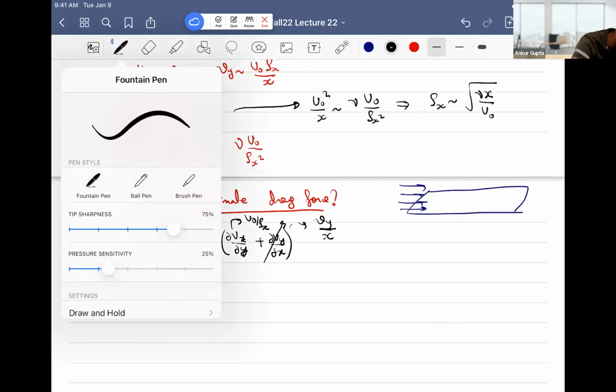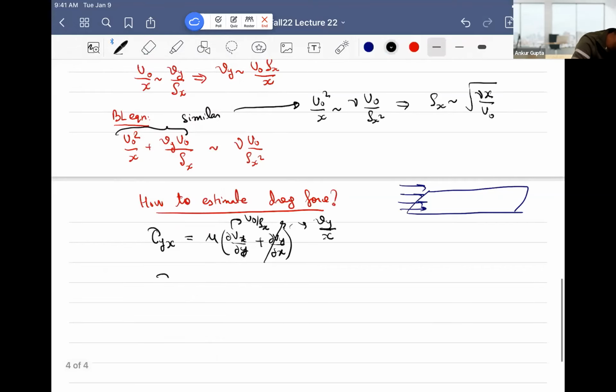Or simply tau yx, which is sometimes referred to as wall stress, is tau wall, is equal to mu. Make sense?